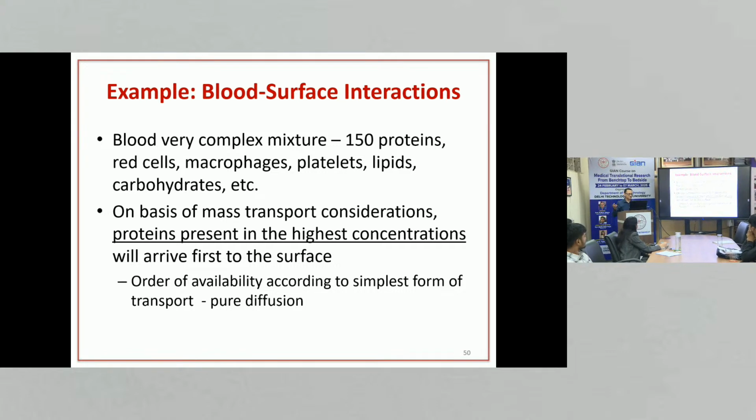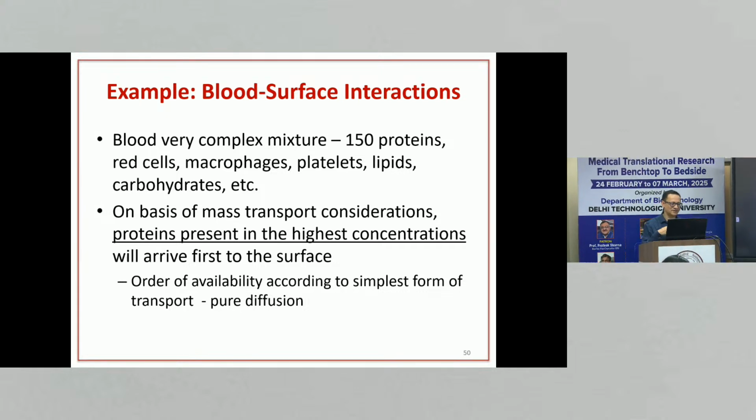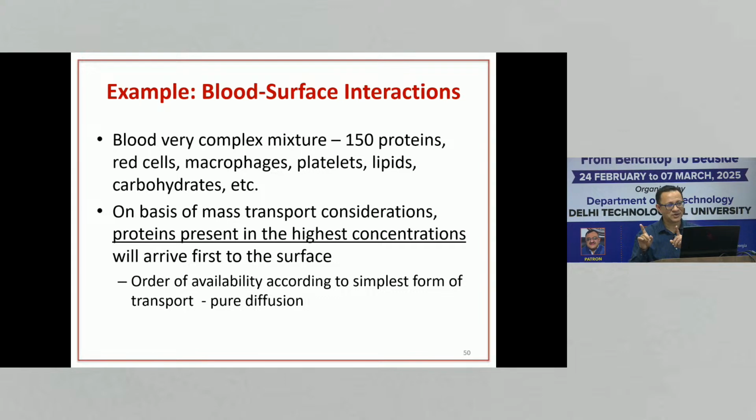Blood is a very complex mixture of so many different proteins, red blood cells, platelets, lipids, carbohydrates. We also talked about proteins rushing to the surface, albumin comes first, fibrinogen comes, replaces albumin, that's called the Vroman effect. All that is happening.